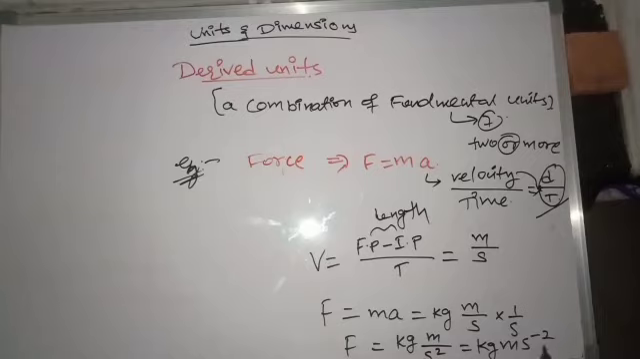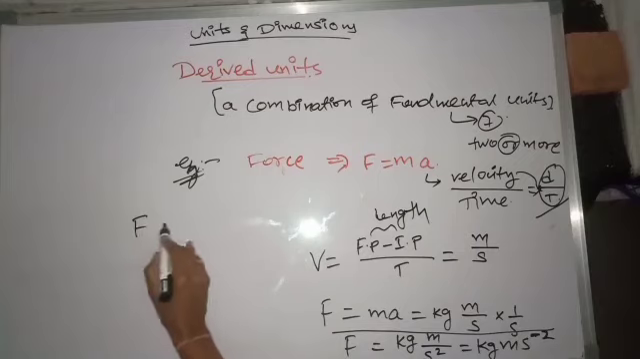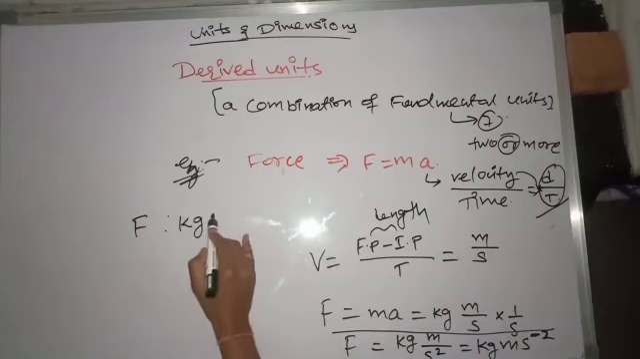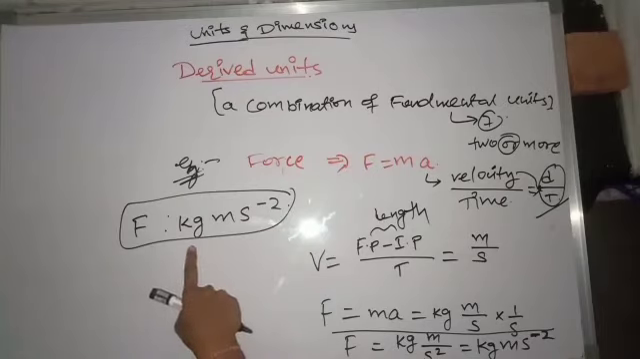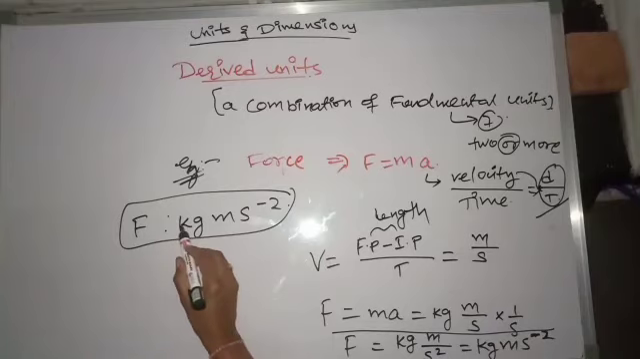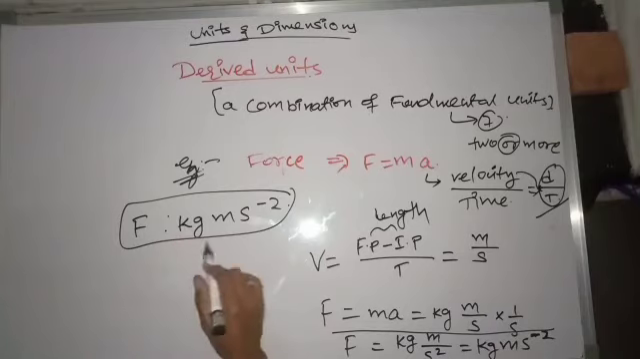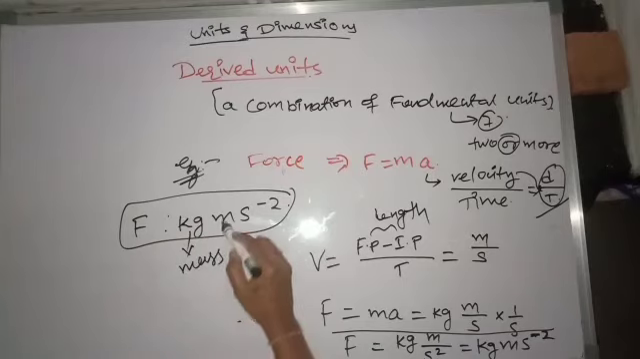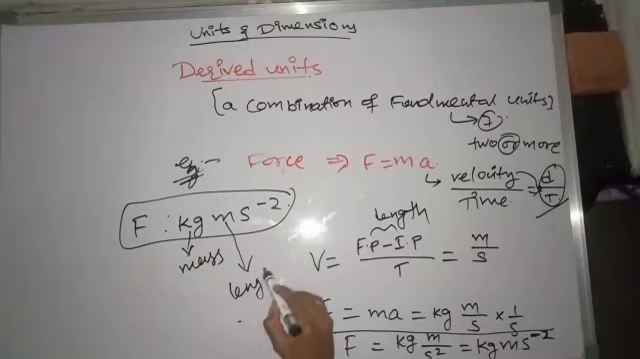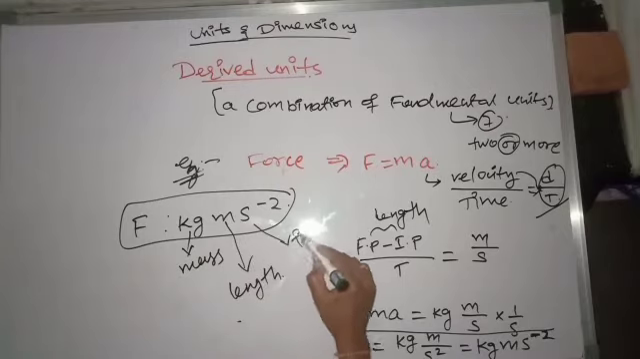If you bring this to the numerator, you can write it as s power minus 2. So the SI units for force are kg meter per second square. I think it's not visible here, so I'm writing it here. Force units are kg meter per second square. Here we are combining the base quantities, base units. kg is used for measuring mass, meter for measuring length, and second for measuring time.